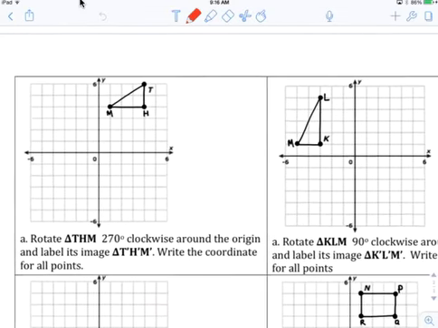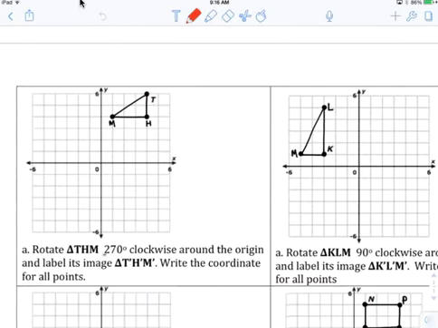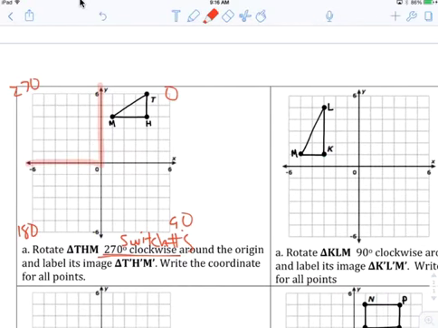So you'll have something like this where it says 270 counterclockwise or clockwise. You want to remember to switch the numbers. Okay? You want to first count 0, 90, 180, 270. So 270, all that picture of that triangle will go on here. Only there on that quadrant.